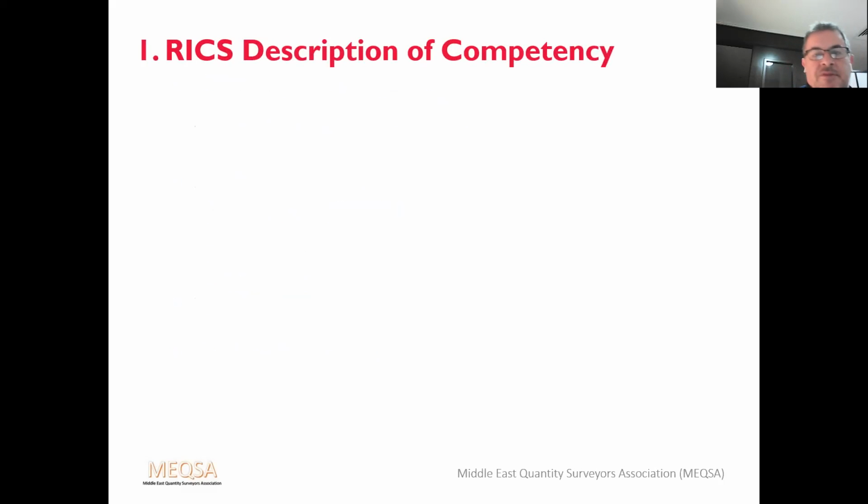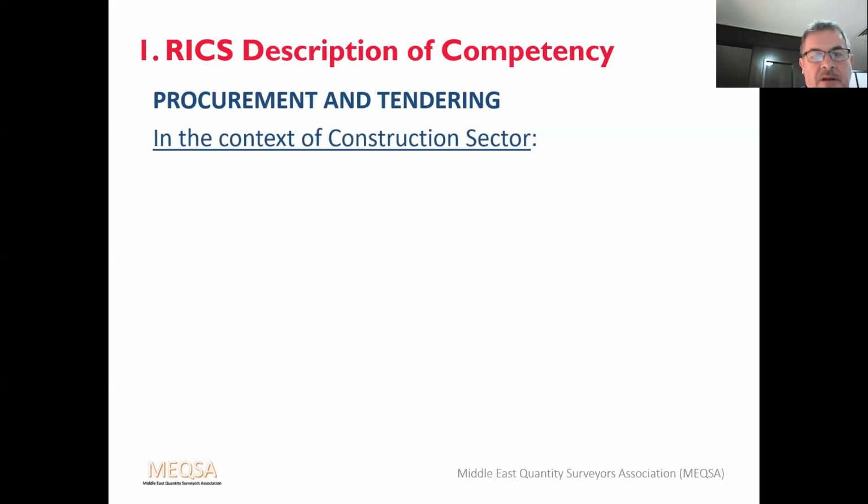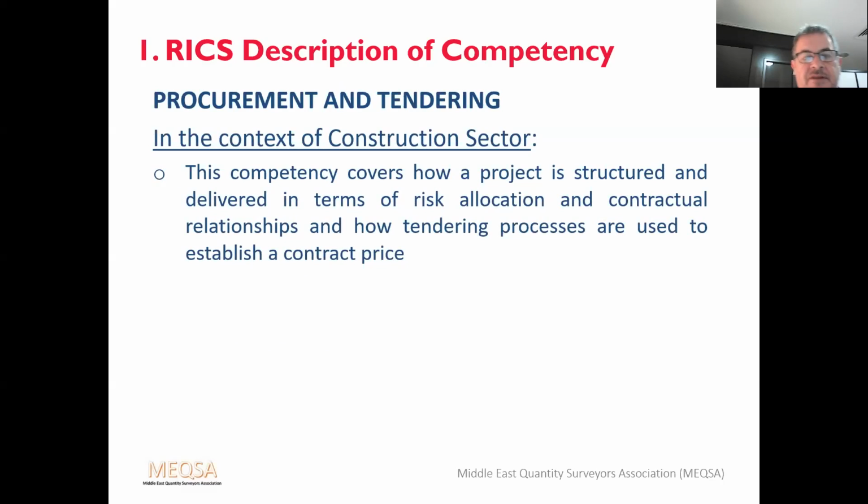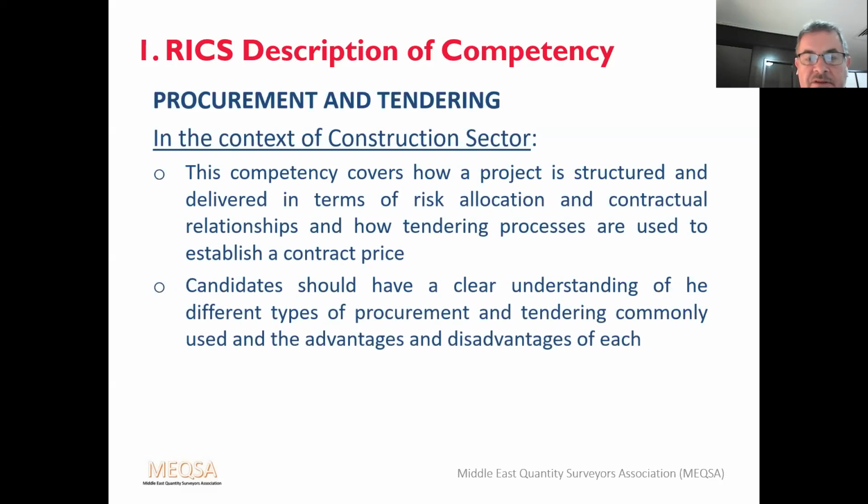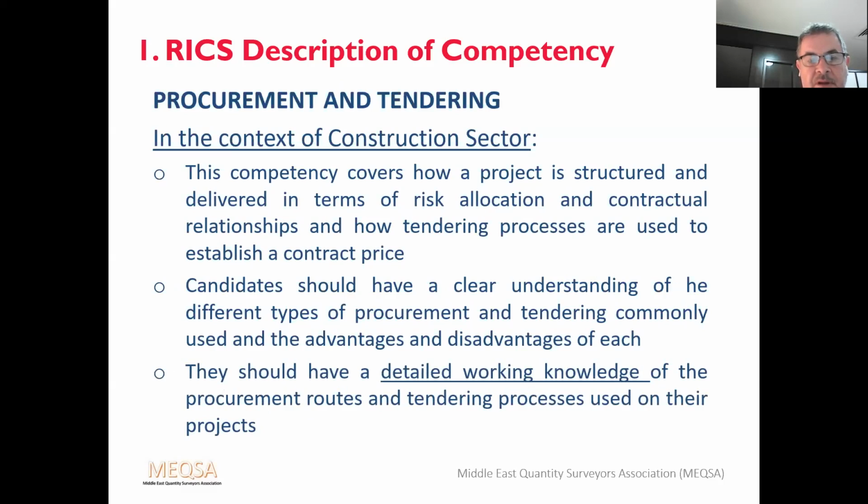Right, the description of the competency, procurement and tendering. In the context of the construction sector, the competency covers how a project is structured and delivered in terms of risk allocation and contractual relationships, and how tendering processes are used to establish a contract price. Candidates should have a clear understanding of the different types of procurement and tendering commonly used, and the advantages and disadvantages of each. They should have a detailed working knowledge of the procurement routes and tendering processes used on their projects.